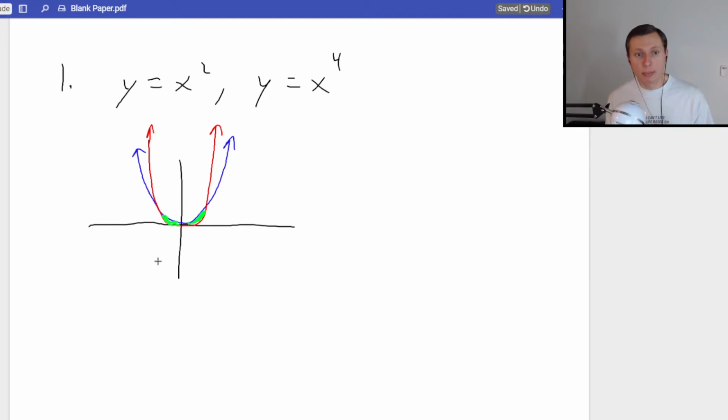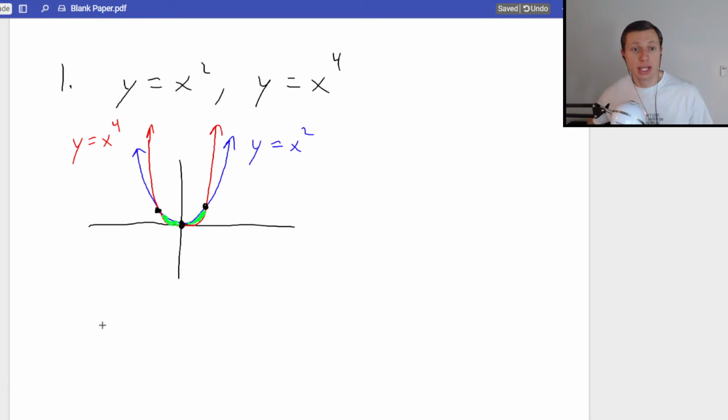I drew a picture. Step 1, I want to find these intersection points. In this problem, there are 3 intersection points. I'm going to draw them all. There's one here, there's one here, and there's one here. I forgot to label these. The blue is y equals x squared. The red is y equals x to the 4th.